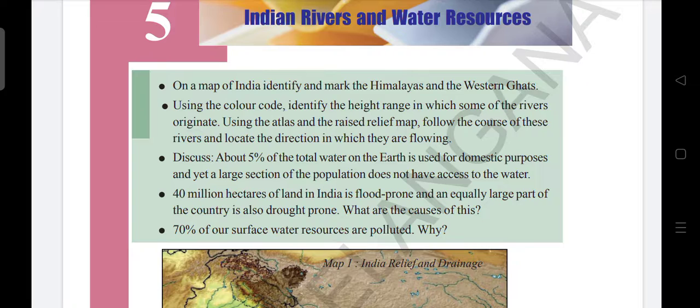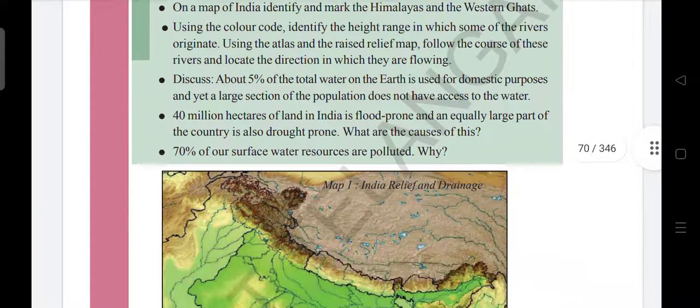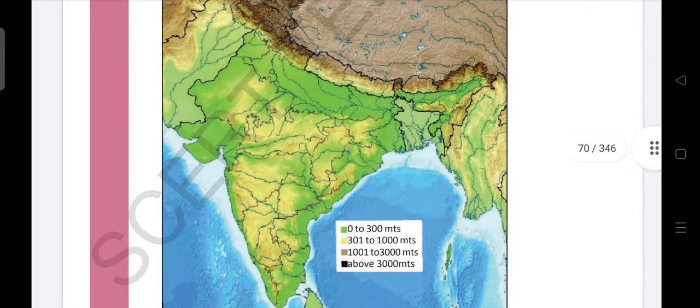40 million hectares of land in India is flood prone, and an equally large part of the country is also drought prone. What are the causes of this? 70% of our surface water resources are polluted. Why? So these are the general topics which you have to know about the rivers and water resources of our India. So you can also observe this map in your textbook.